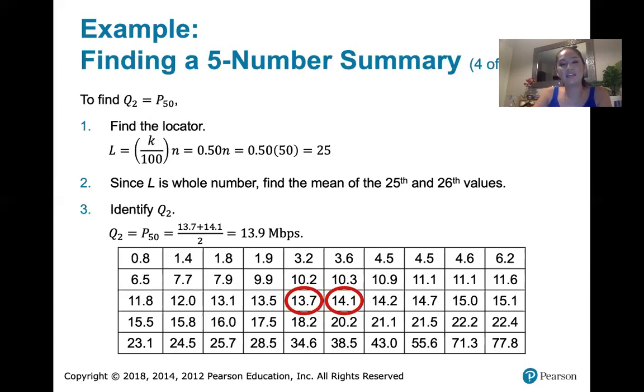If I were calculating the median, I'd look for the two middle values and then I would average them because n is even. If I'm looking for the 50th percentile, if L is a whole number, we take that value and the one after it and we find the mean. Either way, we're getting 13.9 megabits per second as our second quartile. So I'm just taking these two, adding them together and dividing by 2 to get the second quartile, which is the same as the 50th percentile. And the 50th percentile, again, separates that bottom half from the top half, or that bottom 50% from the top 50%, which is exactly what the median does.